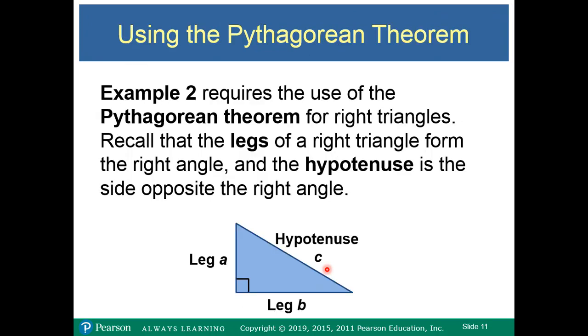Now, in this example here, we're going to use the Pythagorean theorem for right triangles. So recall that the Pythagorean theorem uses the relationship between the legs of the right triangle and the hypotenuse, which is the side of the triangle that's across from the right angle, or the longest side of the right triangle.